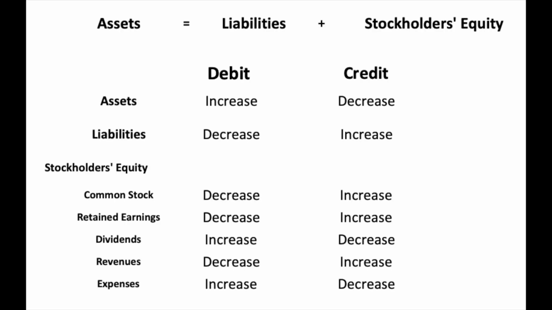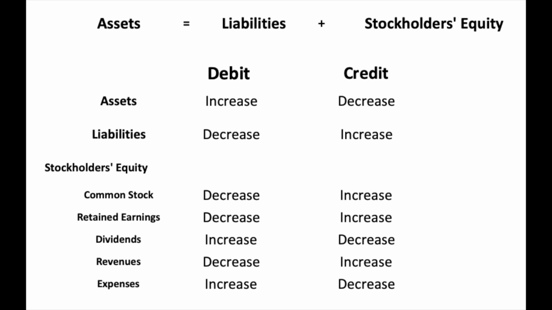To understand the double entry concept, we should understand the accounting equation, which is assets equals liabilities plus stockholders' equity. Assets, liabilities, and stockholders' equity consist of many accounts under each one. Assets always increase with a debit and decrease with a credit in all asset accounts, whether current assets or long-term assets. Liabilities always increase with a credit and decrease with a debit in all liability accounts.